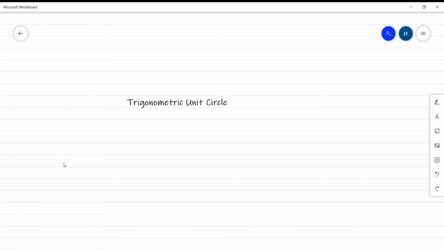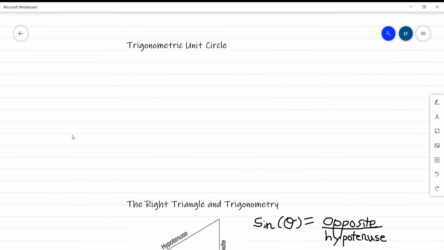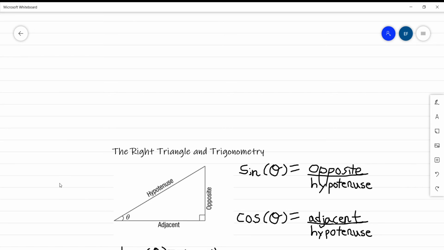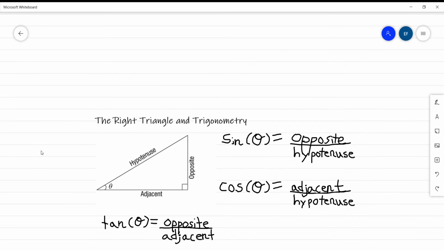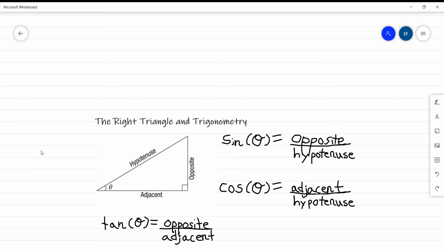In today's lesson, we will be covering the topic of the trigonometric unit circle, or the trig identities. So first things first, let's go over the basic trigonometric identities and how they relate to a triangle. Trigonometry is all about the study of a right triangle and its unique properties.